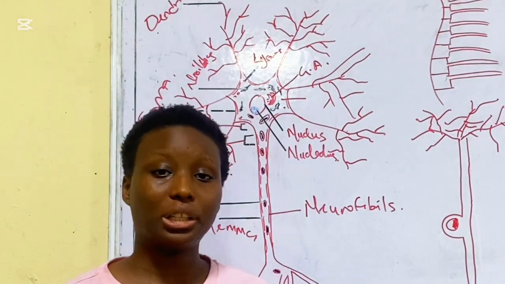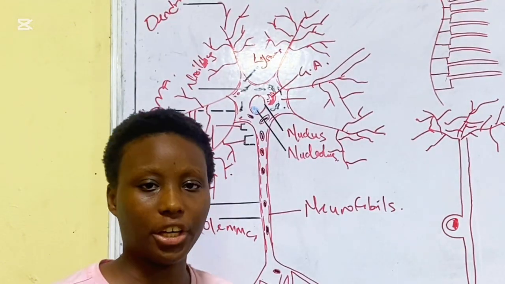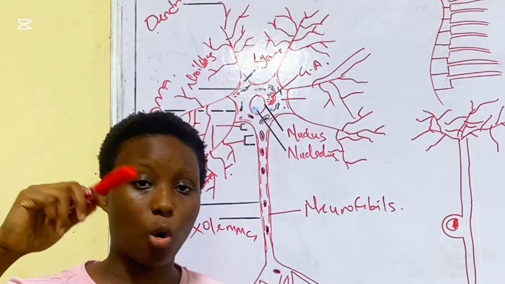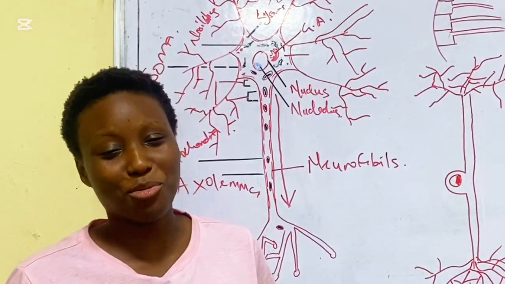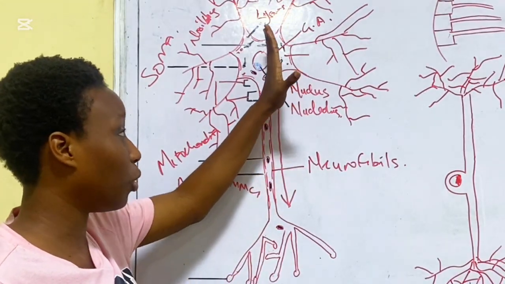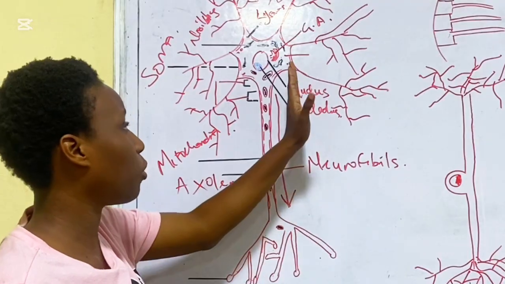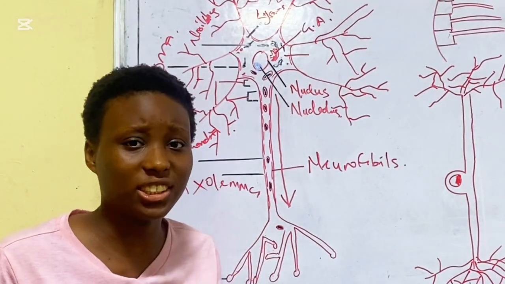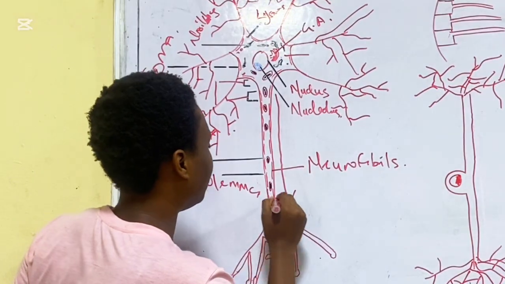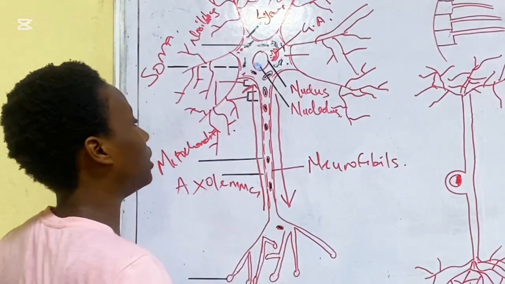Now, apart from the transmission of electrical signal, some materials are actually transported along the axon, and they can be transported in a retrograde manner or an anterograde manner. Anterograde transport is a transport in which materials go from the cell body towards the telodendron, e.g. action potential, while retrograde transport is a transport in which materials go from the telodendron to the cell body.